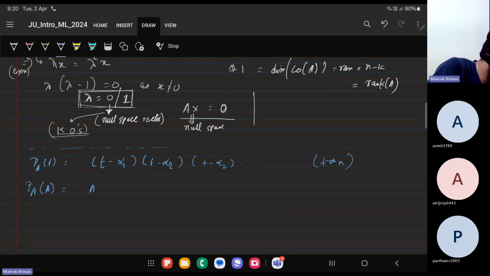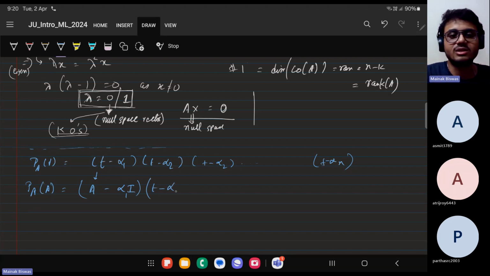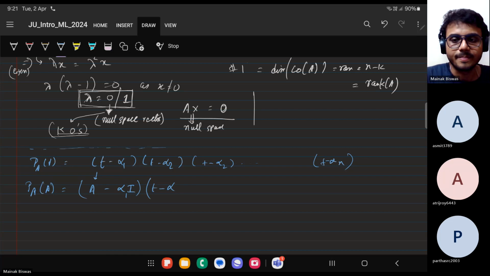Because I can write in place of T a matrix and also write alpha 1 I. Right? Any equation can be written as a matrix equation by just, when you subtract a scalar, multiplying by an identity. Yes or no? I hope that is clear.